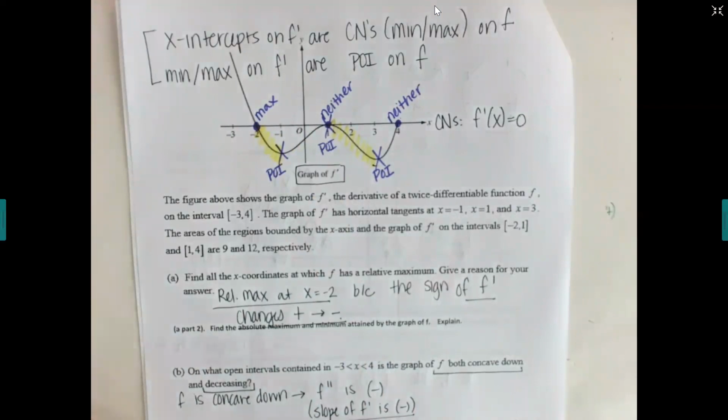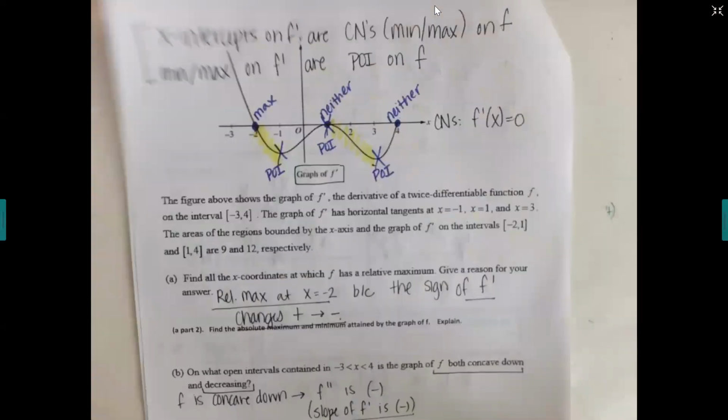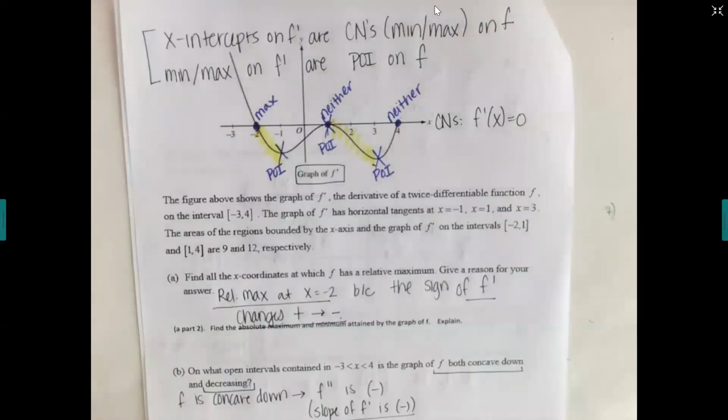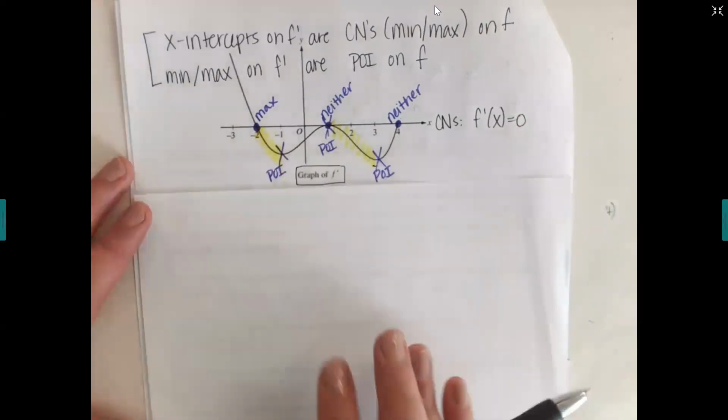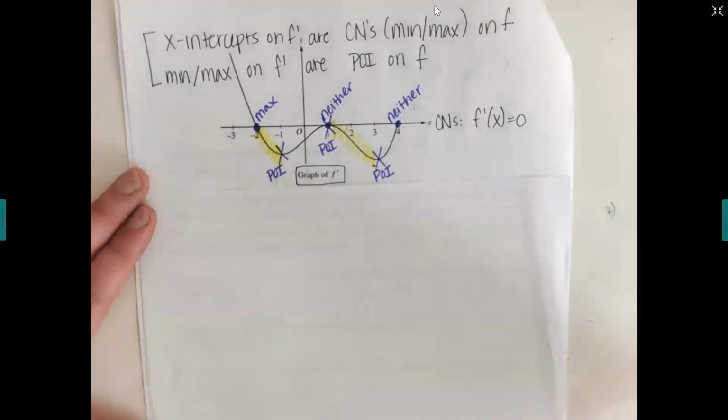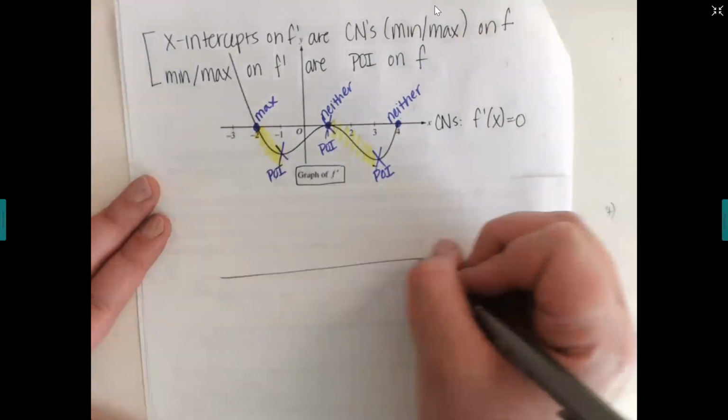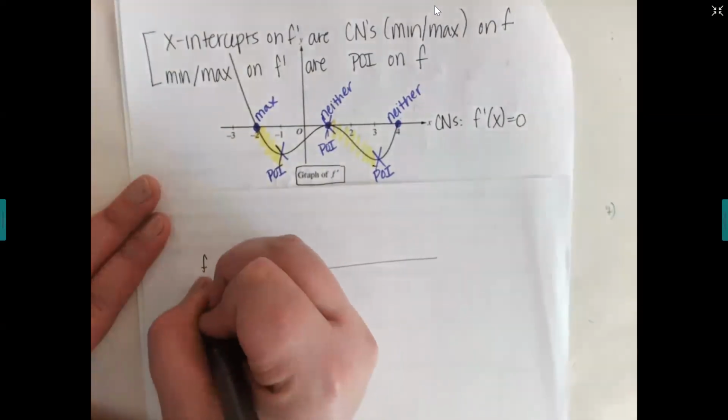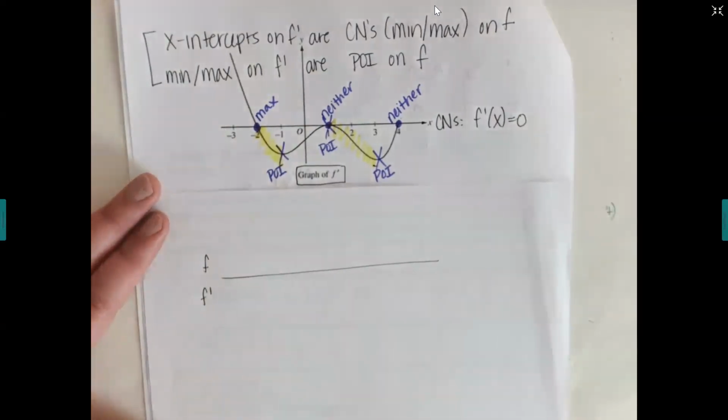Actually, why don't we practice? Let's practice sketching the graph just to make sure that we remember how to do that. Okay, let's say that it said to sketch a graph of f. Because remember, we only have a picture of f prime. So what you would do is you would set up your number line. This is going to be f and then f prime.